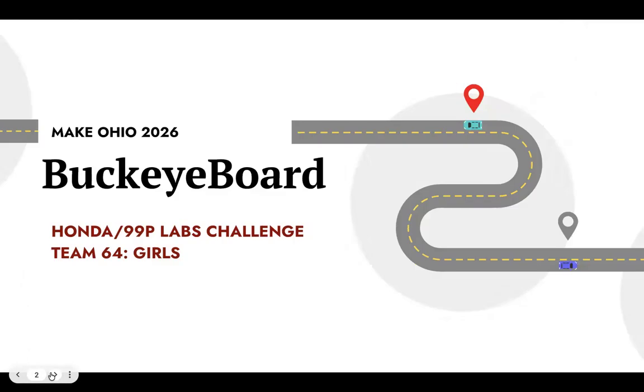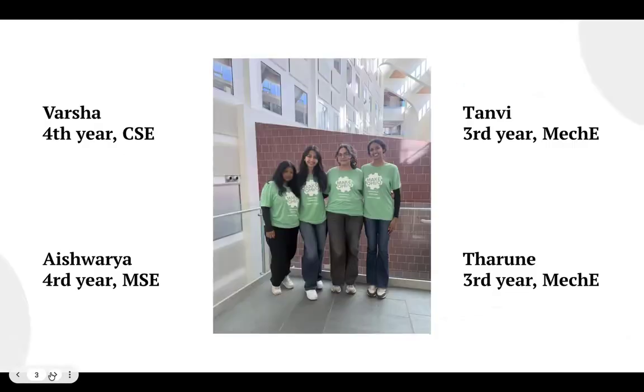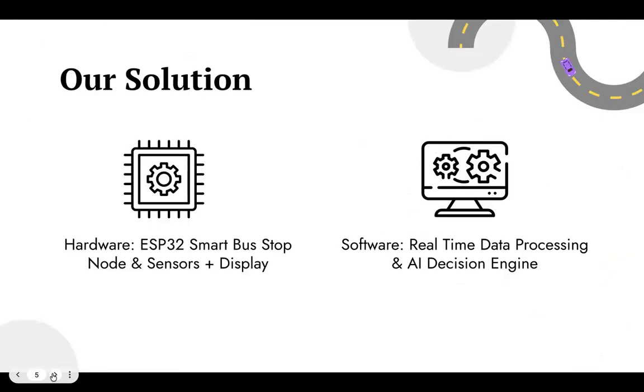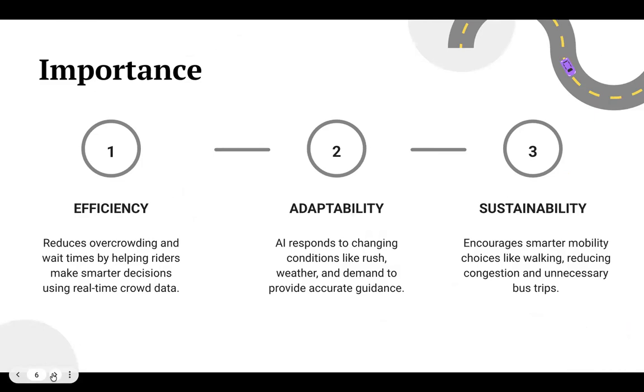Yeah, our solution to this problem is BuckeyeBoard, and this is our team. So the main problems we're addressing are overcrowding and uncertain bus capacity, lack of real-time context awareness, and limited multimodal and accessible guidance. So for our solution, we have a hardware side that incorporates ESP32, and in the software, we have an AI decision engine. Mainly we're trying to address the efficiency, adaptability, and sustainability portions.